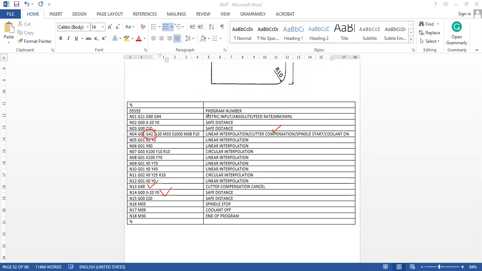Then next is the safe distance. Safe distance means X minus 20, some safe distance from the workpiece. Then Z20 again safe distance, M05 spindle stop, coolant off, and finally end of the program, and finally percentage symbol. Okay, so that was the program.